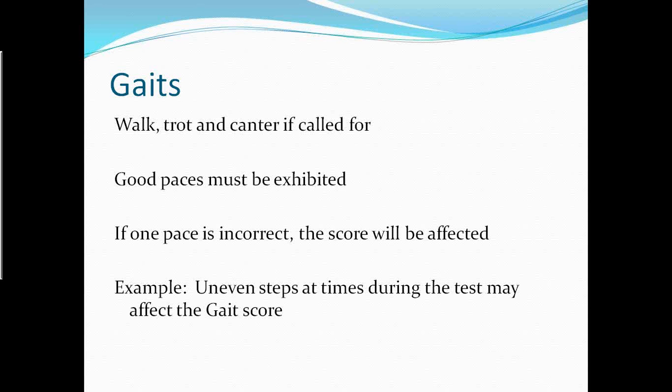And if one pace is incorrect, then the score will be affected. As an example, if your horse took uneven steps throughout the test, then it may affect your gait score. If the horse has a super trot, but his walk is lateral, which means that he almost paces, he swings the legs on one side almost very close together, almost at the same time, that's called a lateral walk or a pacey walk, then that's not correct. So that will affect your gait score as well.